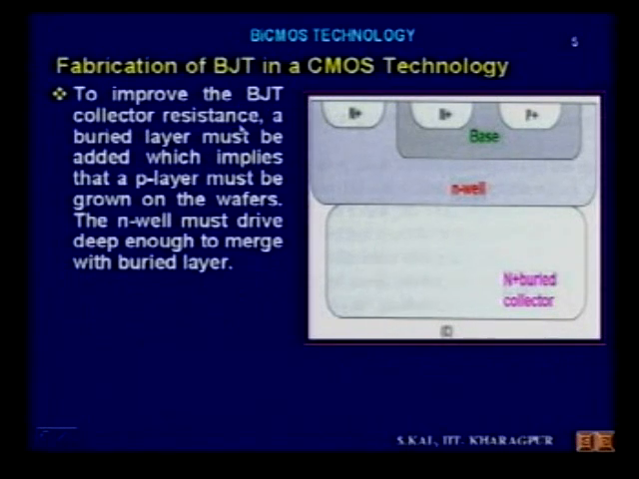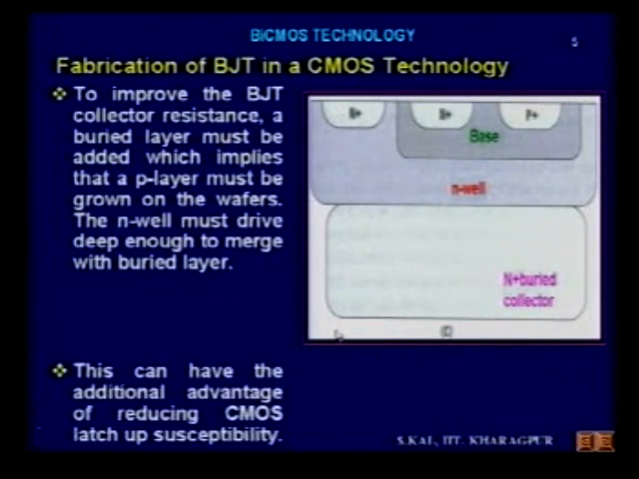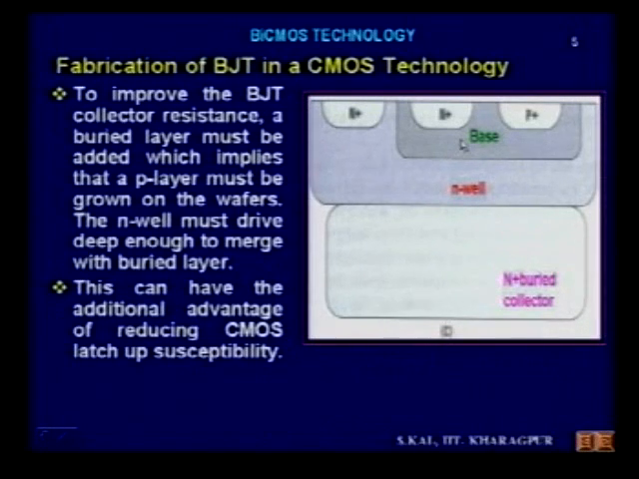To improve the BJT collector resistance, a buried layer must be added, which implies that a P layer must be grown on the wafer. The NOL must drive deep enough to merge with the buried layer. The NOL is driven large enough so that it will merge with the buried layer. So as if this is the buried layer, this is the epitaxy, this is the deep N plus, and this is the base, P plus is the base contact, and the N plus is the emitter. So now this is a good BJT, NPN transistor, where collector series resistance has been reduced, where the intrinsic base region can be adjusted. Base region means base doping and width can be adjusted because you have added an extra base implant step.